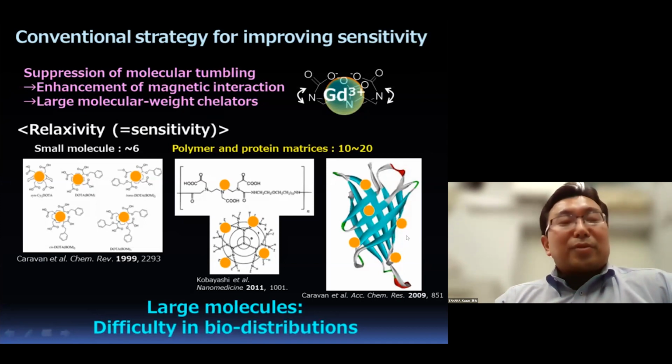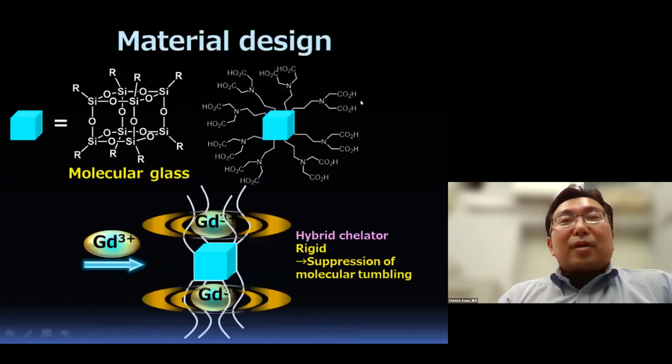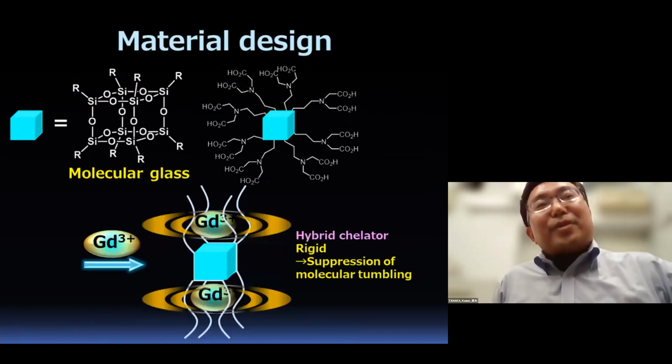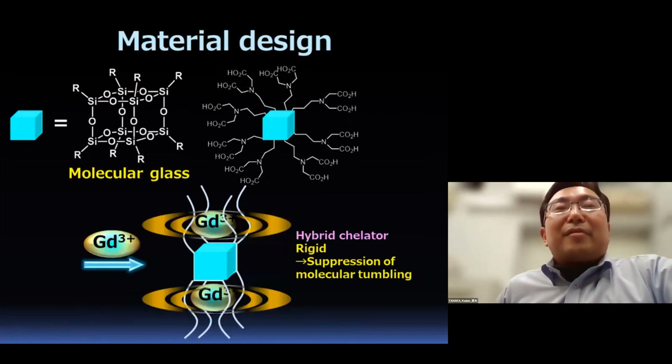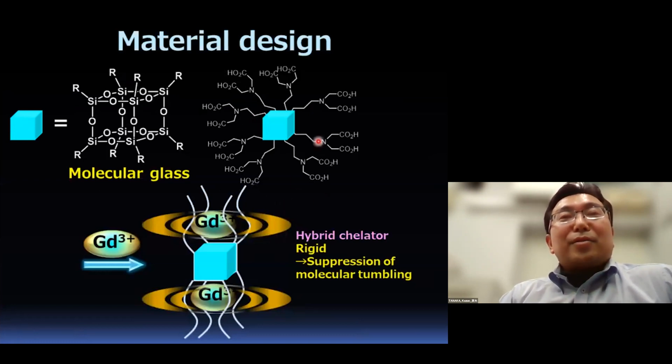But it is difficult to suppress the molecular motion with such small weighted chelators. At this stage, we thought that if we can have rigid chelators, the molecular motion should be suppressed similarly to the other polymeric type chelators. And we designed a new rigid chelator with such molecular glasses.